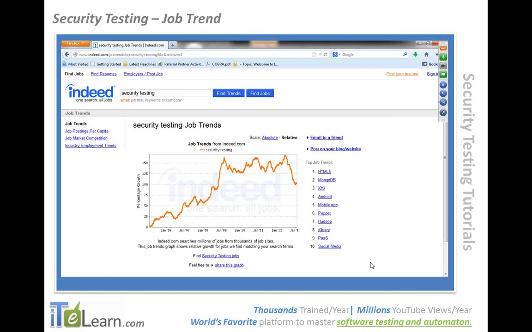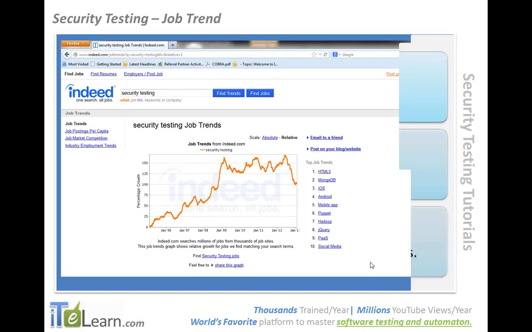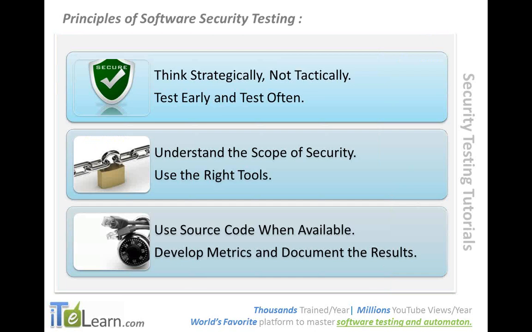Okay. Thanks, Karthik. Let's talk about the principles of security testing. We have initially seen the taxonomies and also the importance of security testing. Now it's the principles of software security testing. As we have been discussing, the first and foremost thing we need to understand is thinking strategically, not tactically. To reiterate, it is not manual test case execution here. We are talking about a strategy: how to break a system, how to break the web-based application.